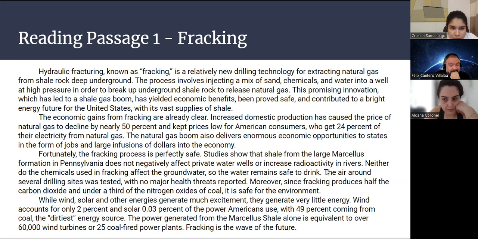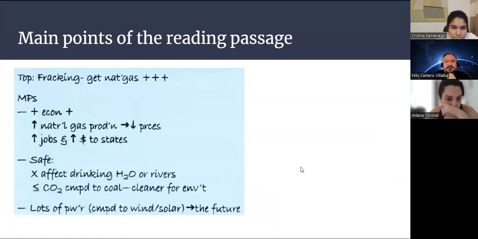It's the main energy. So this is like a shorthand of the key ideas. You know what shorthand is? So shorthand is when you write very quickly with codes that you understand. So here, for example, the topic is fracking that gets more natural gas.